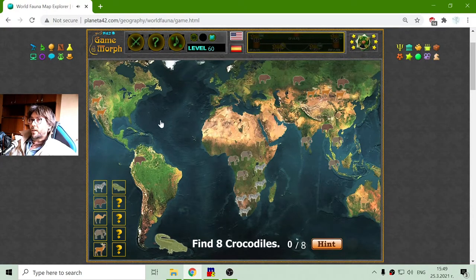And now crocodiles. Crocodiles like rivers, but this map is too small to find any rivers. But also I will look near the jungles here in South America. Well, there are crocodiles to the north. Here's one. And Africa, of course, it's full of crocodiles there. Well, we have crocodiles in Europe, but they are a different kind of crocodiles.